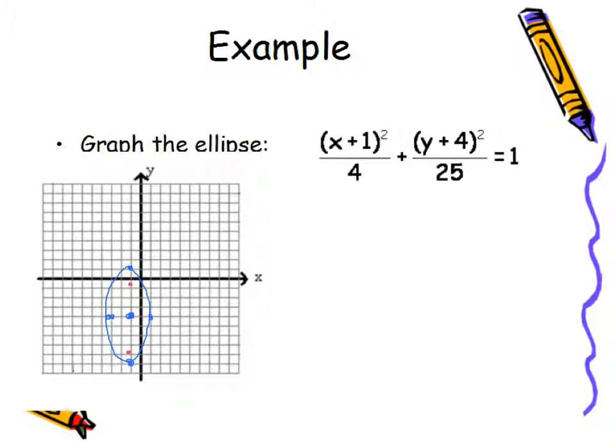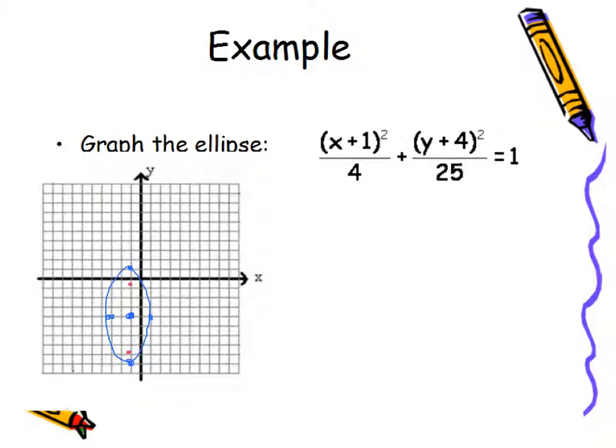Okay, hopefully yours looks like mine. My center should be left 1, down 4, and then I should be moving left and right 2, and up and down 5, and then since it's longer in the up and down direction, your foci should fall somewhere on your major axis. That's the vertical axis.